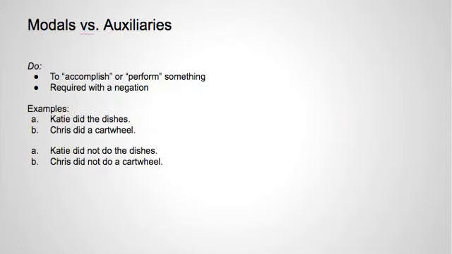Lastly, let's take a look at do. Do generally means to accomplish or to perform something. It is required with negation. For instance, Katie did the dishes. Chris did a cartwheel. Katie did not do the dishes. Chris did not do the cartwheel.